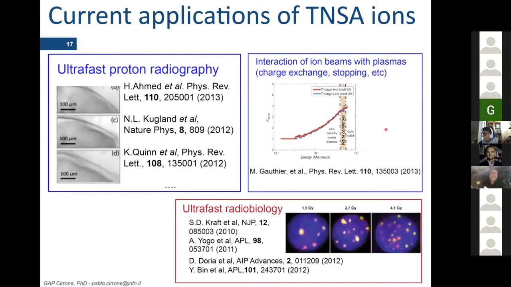There are many applications. It's practically impossible to discuss everything produced in the ion interaction with matter in this TNSA regime. There is the so-called ultrafast proton radiography, where you can really do radiography of what is happening in the target itself or in the plasma itself, using this very fast and intense beam.